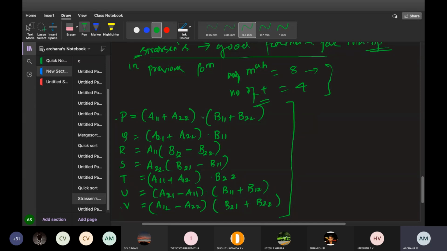Look here, how many multiplications are there? 1, 2, 3, 4, 5, 6, and 7. So with this formula, he reduced the multiplications to 7. So the number of multiplications in this formula is 7. He increased additions and subtractions more. Even when you reduce a multiplication by 1 or 2 terms, the time complexity will be very high.